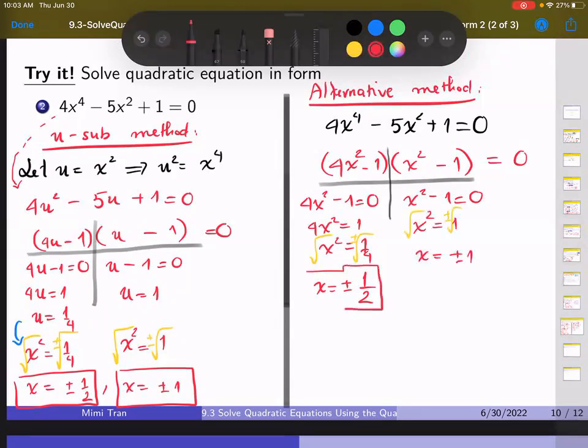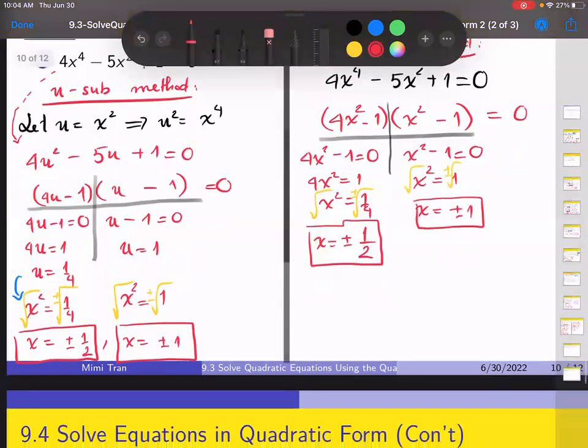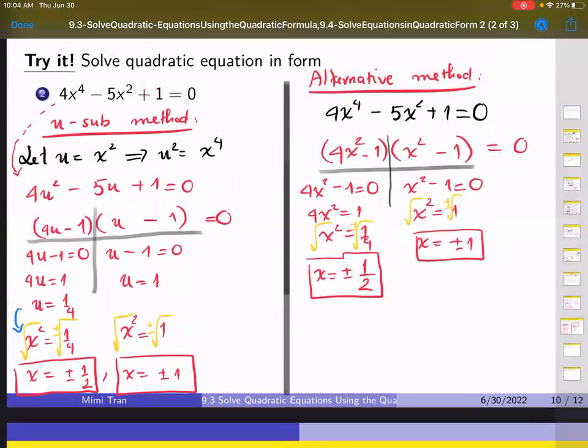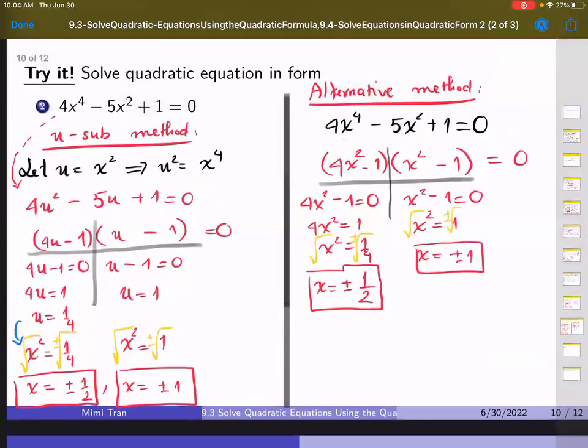Whichever way you're comfortable, I'm okay with both ways. A lot of times people pick the first one, it's slow, but for them it makes sense. Now, the second one, if you're really good at factoring, then the alternative method will be good for you. Fast.